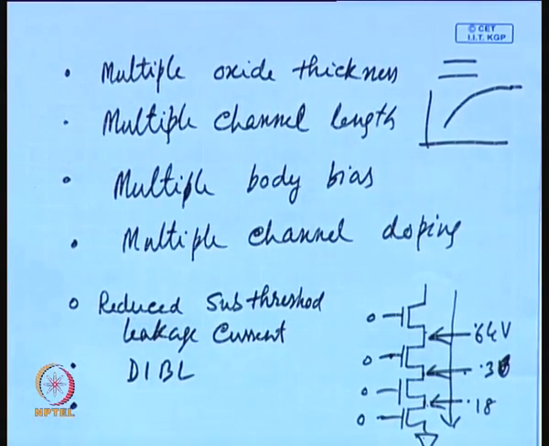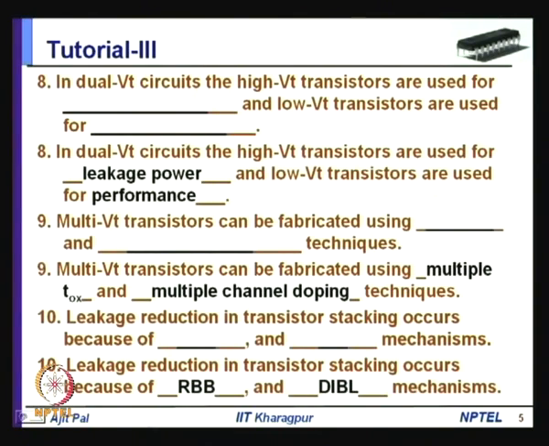So, you can write any one of the three. I have written reverse body bias and DIBL. Any one of the three techniques also reduces subthreshold leakage current. So, you can write any two from the three mechanisms that are responsible for leakage current reduction in transistor stacking.